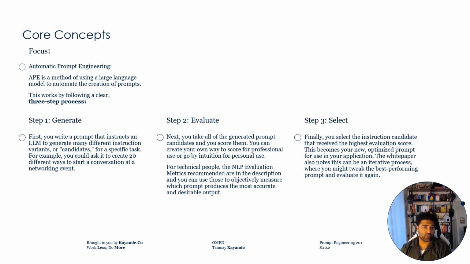You can create your own way to score, use it for professional use, or go by intuition for personal use. For technical people, the NLP evaluation metrics recommended are in the description, and you can use those to objectively measure which prompt produces the most accurate and desirable output. The third step, finally, you select the instruction candidate that received the highest evaluation score, and this becomes your new optimized prompt to use in your application. The white paper also notes that this is an iterative process where you might tweak the best performing prompt and evaluate it again.